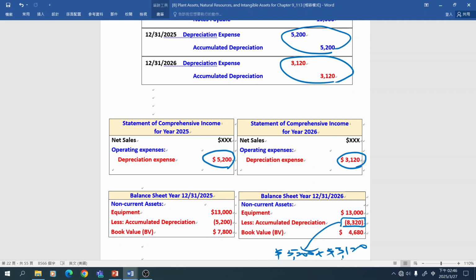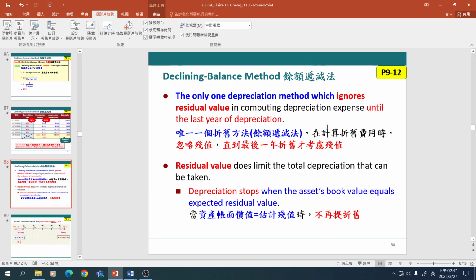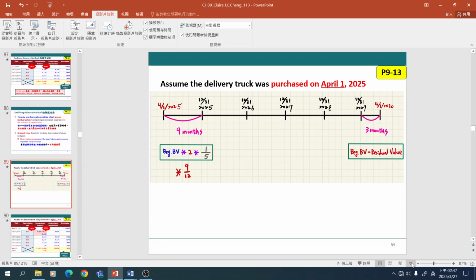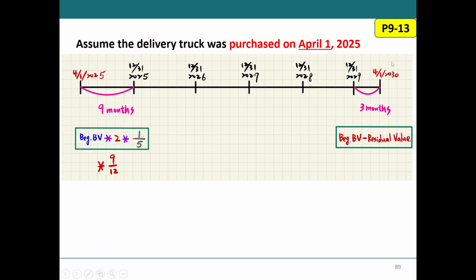Okay, any questions? No problem? If you don't have any questions, again, we expect when we buy the PPE, January 1st, right? But in a real case, it's impossible to be exactly on January 1st. So let's go back to the same case. If we buy the PPE on April 1st, not January 1st. So go to your slide on page 89. Most cases in real life are not January 1st, right? So here is a more real case. You buy it on April 1st.